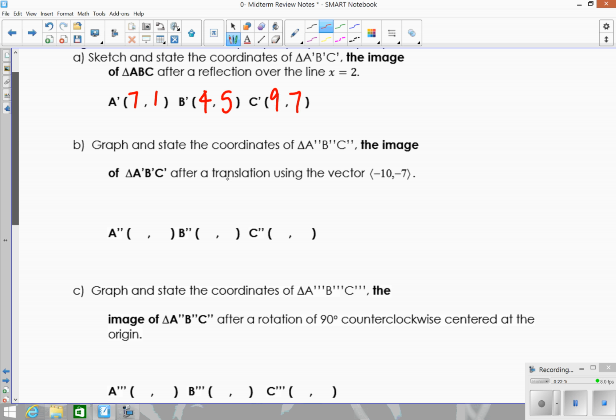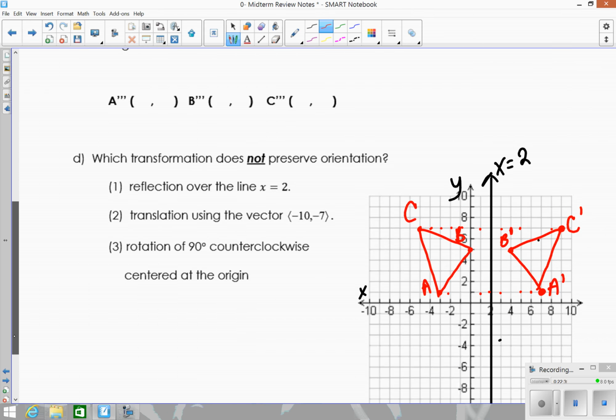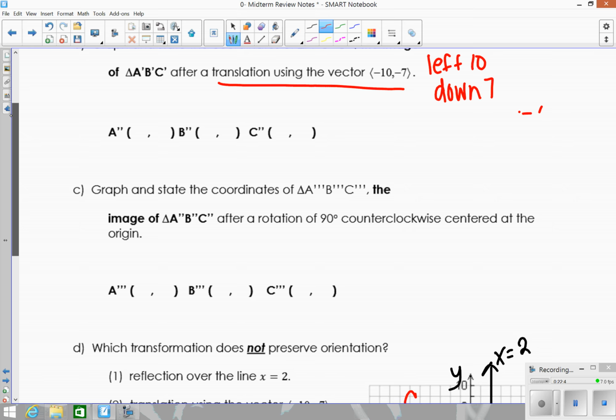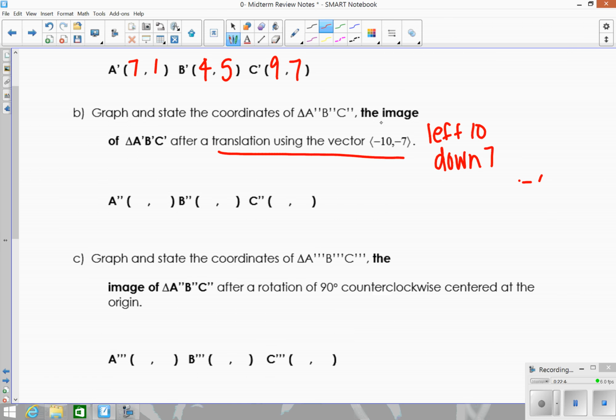The next one here is using a translation using this vector negative 10, negative 7. So this tells us left 10 and then down 7. Or you can think of subtract 10 from all your x's and then subtract 7 from all of the y values. Either way. So if we were to count on the graph, let's see what it says to use. It says graph and state this, the image of triangle A prime, B prime, C prime. So that means you're using A prime, B prime, C prime.